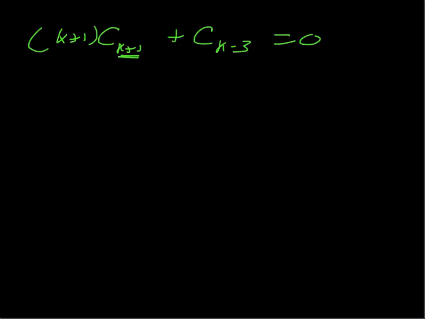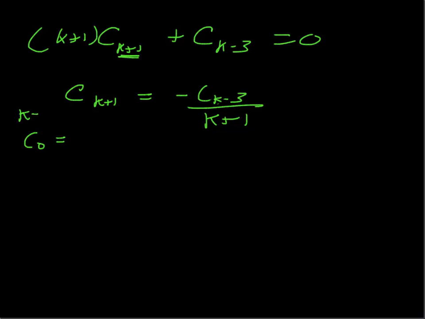And then solve for the higher k, which is k plus 1, because that will make the recursive work better, which means c sub k plus 1 equals negative c sub k minus 3 over k plus 1. And this is what we're going to use to do our recursives. Okay? So let's start doing our recursives.